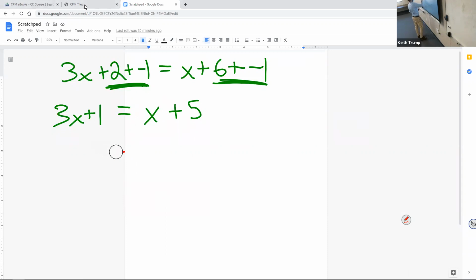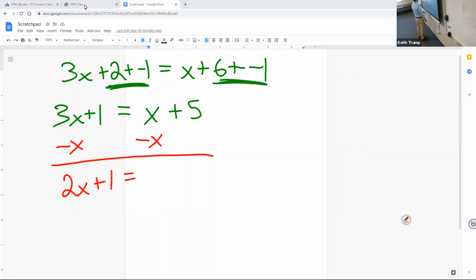So let's go ahead and move this x over here. Now, in order to move it over, I'm going to subtract it from both sides, and we'll get 2x plus 1 equals just positive 5, where x minus x is 0. So 0 plus 5 is just positive 5, right? When I subtract this x, it's going to be 0 plus 5. Well, I don't need to write 0 plus 5. I can just write 5.